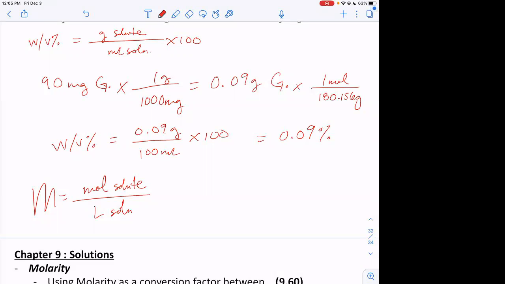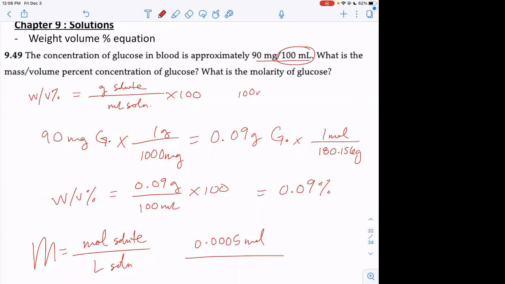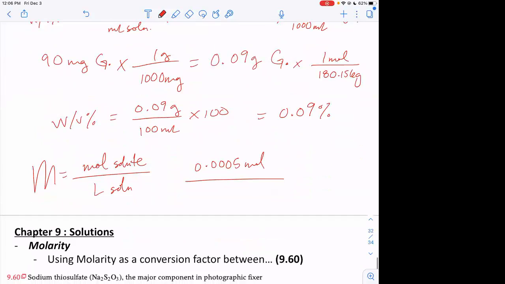So that would give us 0.09 divided by 180.156. We would have 0.0005 moles. And 100 milliliters, we need to take this 100 milliliters up here and convert it to liters. There's 1,000 milliliters per 1 liter. So you should get 0.1 liters. So you do 0.0005 divided by 0.1 liters.